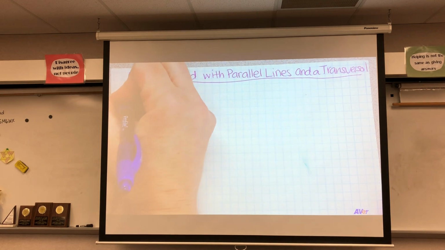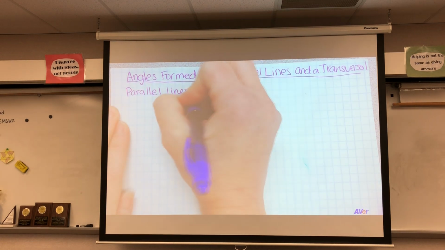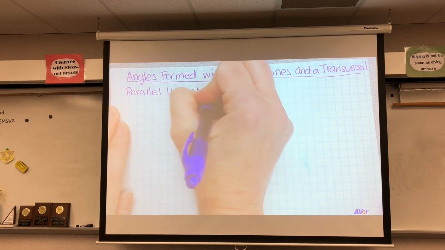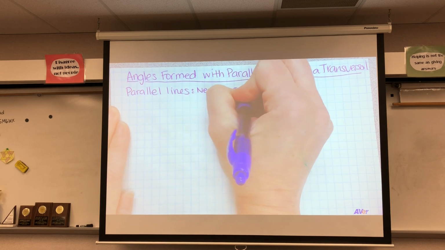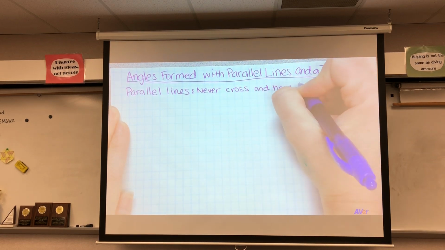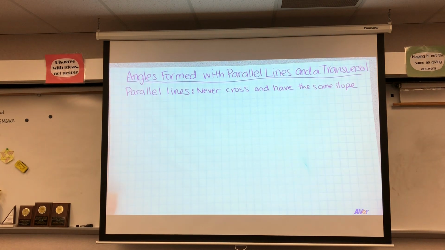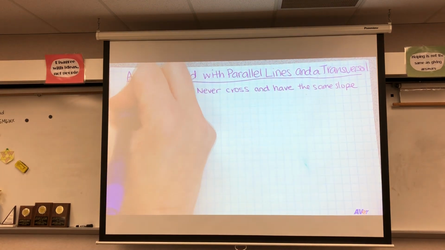So let's start with the idea of what are parallel lines. Parallel lines never cross and have the same slope. So that means that as one rises, it runs the same amount, therefore that's why they never cross.